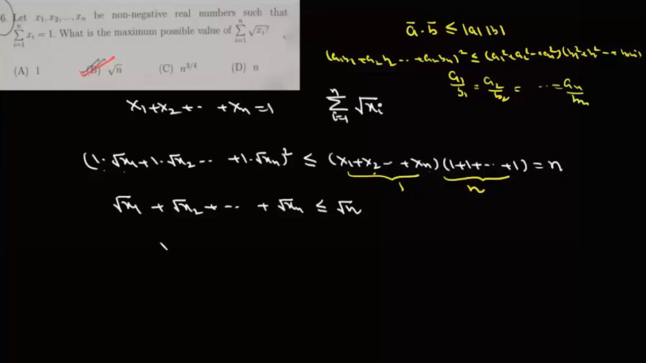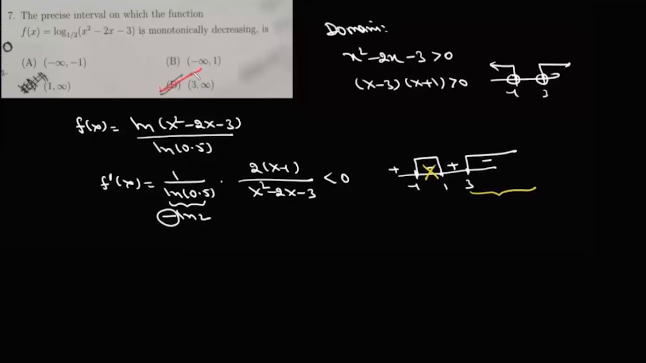So in this case, we will get this maximum value when all of x1, x2, xn are equal, and they will be equal to 1 by n. So this sum will be simply 1 upon under root n, n times, and that will be root n. And that's your option B.